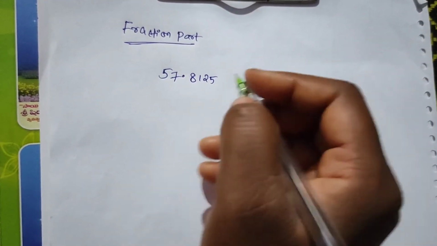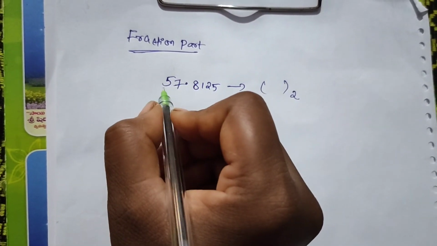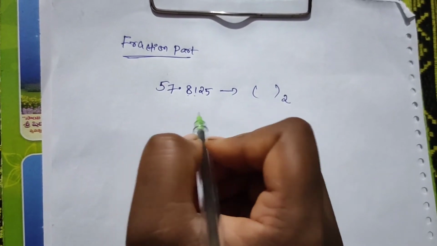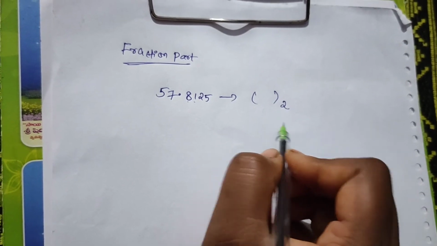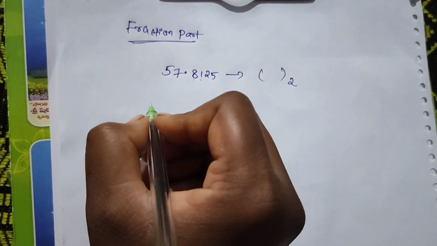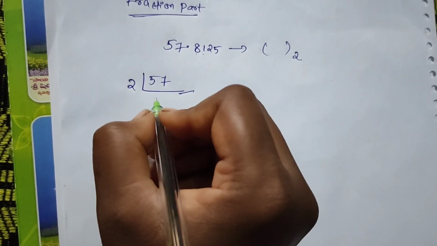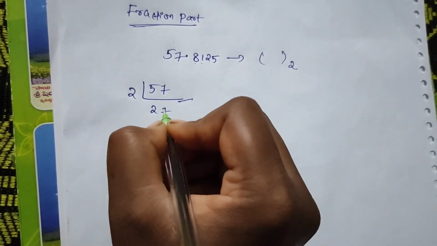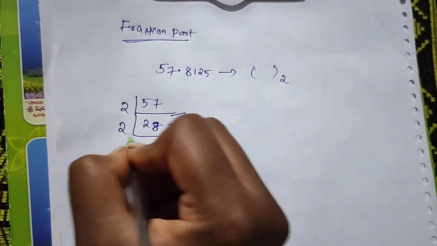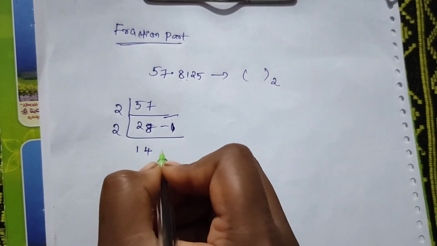For that you need to multiply the fractional part with the base of the binary. That means 0.8125 you need to multiply with 2 and obtain the result, and you should note down the carry. That we will see. First we will convert 57 into its binary equivalent. For that we know the procedure. We need to divide with 2, 28 is 56, remainder 1.